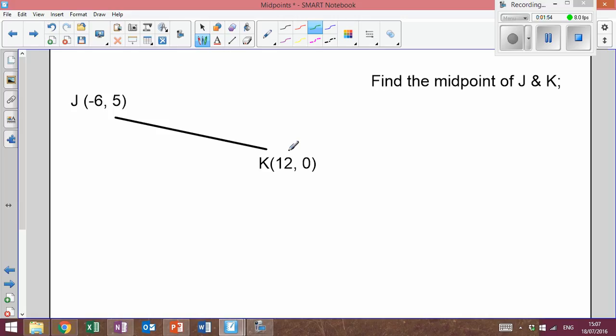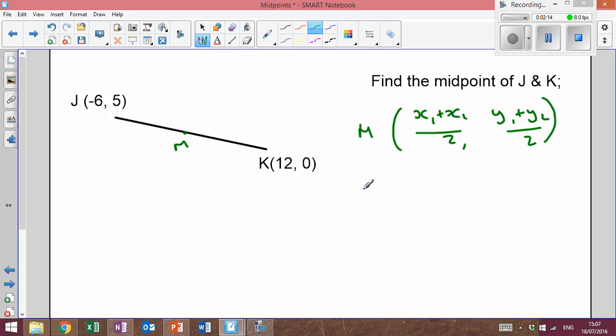And let's look at another example. Find the midpoint of J and K. So the midpoint of JK, let's put it there and call it M. That point M is going to be the sum of your X coordinates halved, and then the sum of your Y coordinates halved.